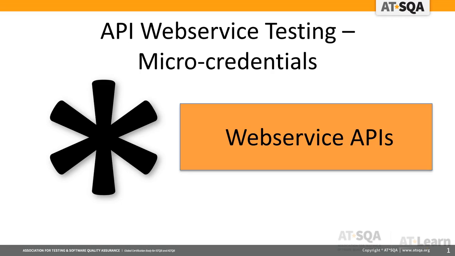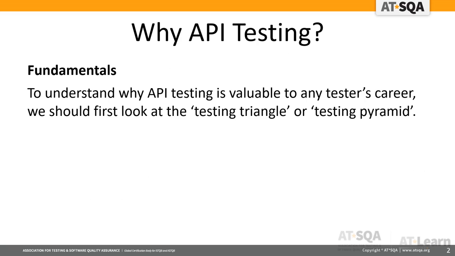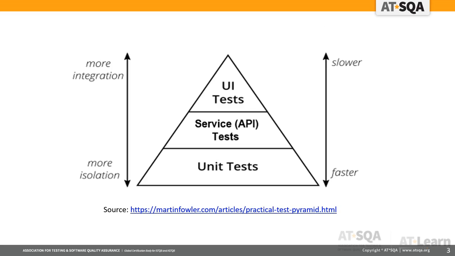In this video, I'm going to talk about the API web service testing micro-credentials. To understand why API testing is valuable to any tester's career, we should first look at the testing triangle or test pyramid. Here we have a diagram of the testing pyramid. Let's look at the testing pyramid from the bottom layer to the top layer.